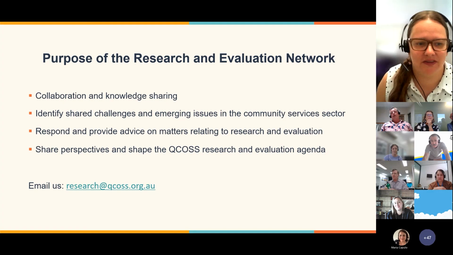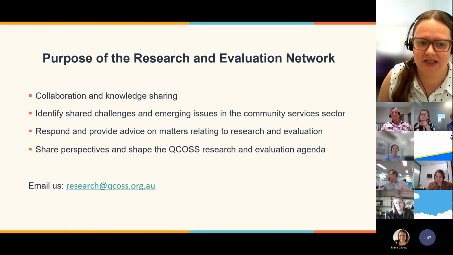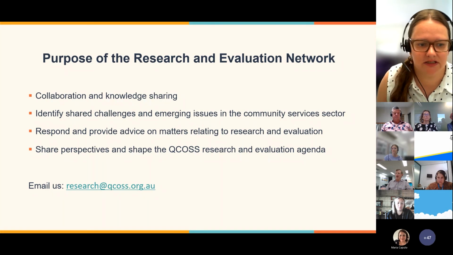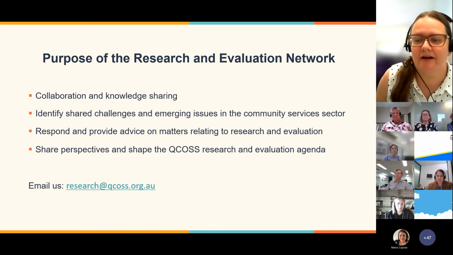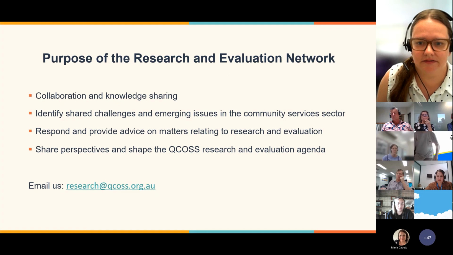So just going through the purpose of the Research and Evaluation Network. The network is about collaboration and knowledge sharing with the intention of identifying shared challenges and emerging issues in the community services sector, which allows us to then respond and provide advice on matters relating to research and evaluation. It's also an opportunity to share perspectives and shape the QCOS research and evaluation agenda. Our aim is to deliver a community of practice that promotes collaboration and sharing of knowledge in relation to evaluation methodologies and outcome measurement for community services. Our network adopts a strengths-based participatory focus that draws on and values current knowledge, expertise and capabilities that exist within the sector.